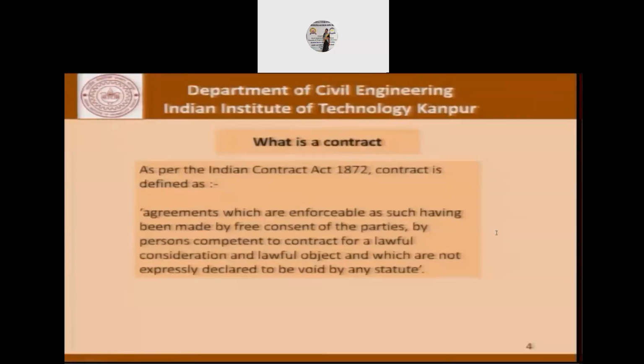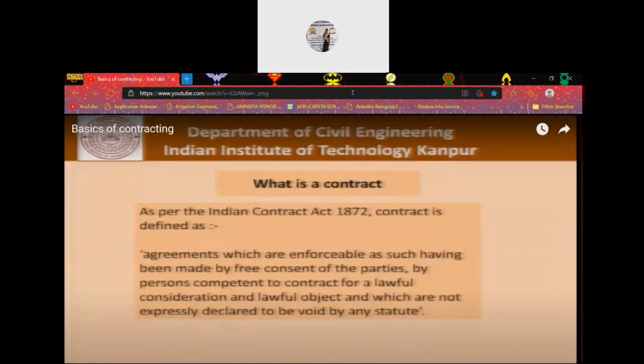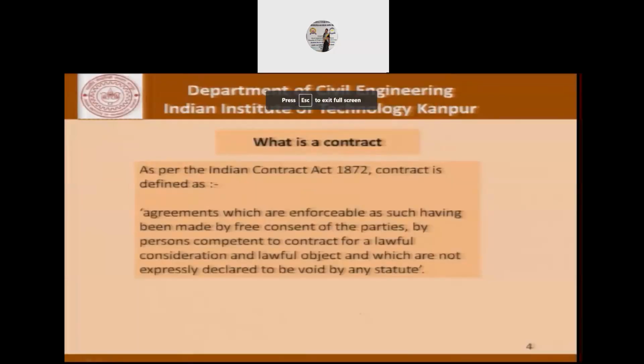So what is a contract as per the Indian Contract Act? A contract is defined as an agreement with elements which are enforceable, made by the free consent of parties competent to contract, for a lawful consideration and with a lawful object, and which are not expressly declared to be void by the statute.